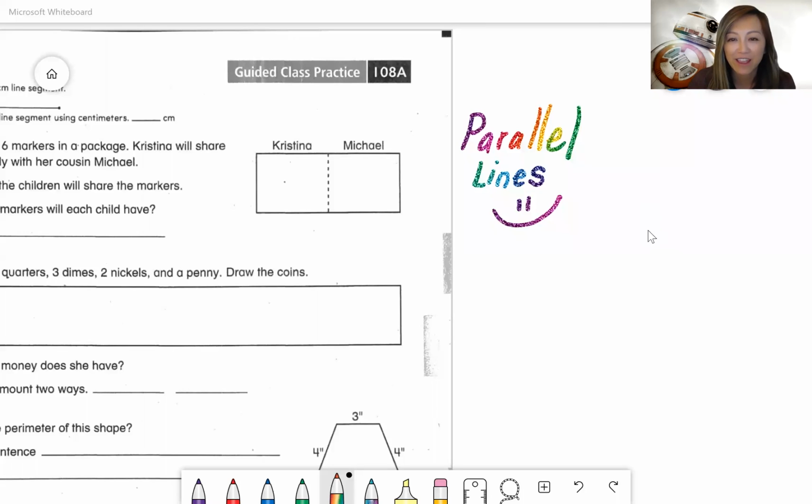Hi, everybody. Okay, so I'm going to go through Saxon Math Lesson 108. This lesson is going to be about parallel lines.